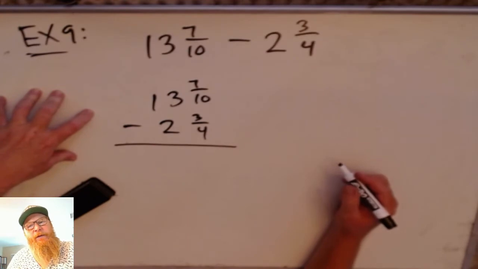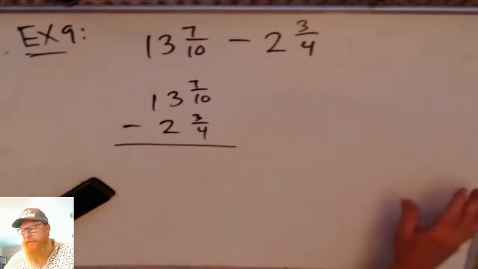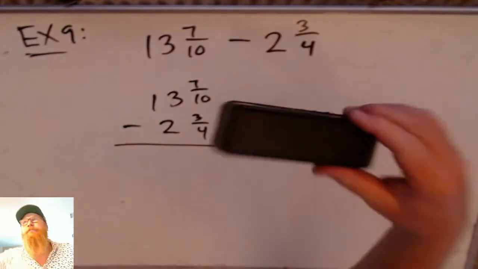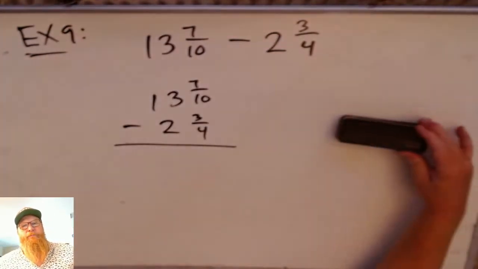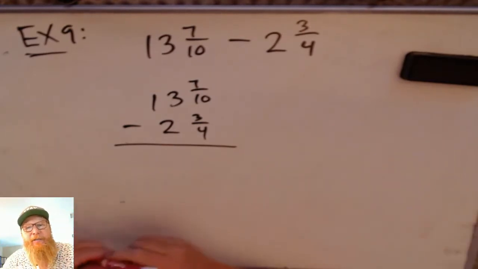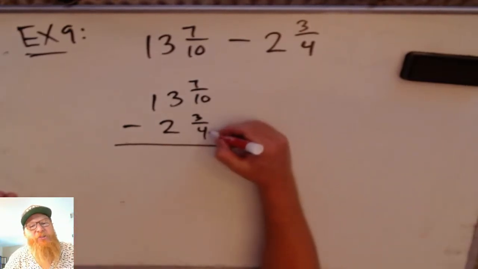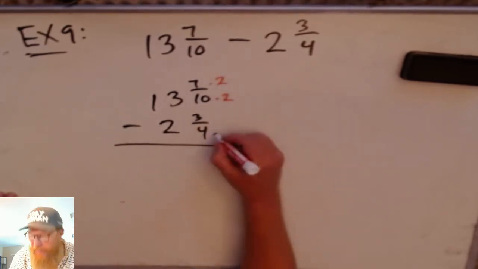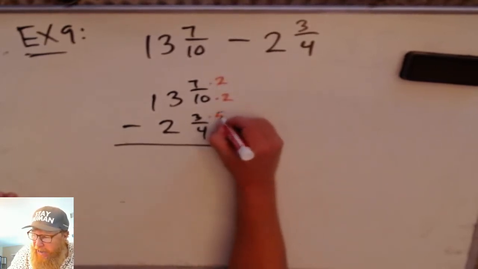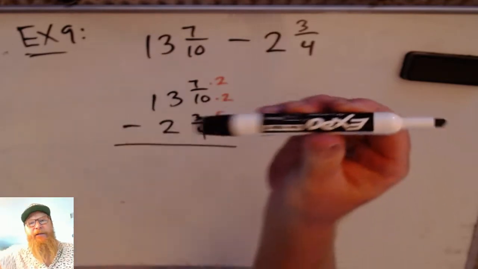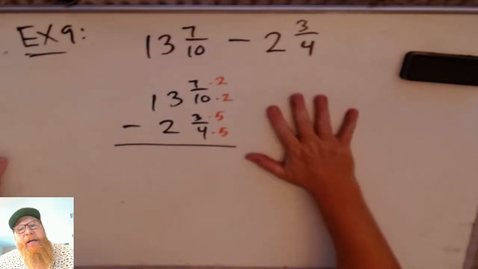Right. When you get really good at these, look how you can do it. The LCD is 20. So I'm going to multiply this one by 2, and I'm going to multiply this one by 5, and now you have an LCD of 20. It is getting blurry. I know that's not just me.